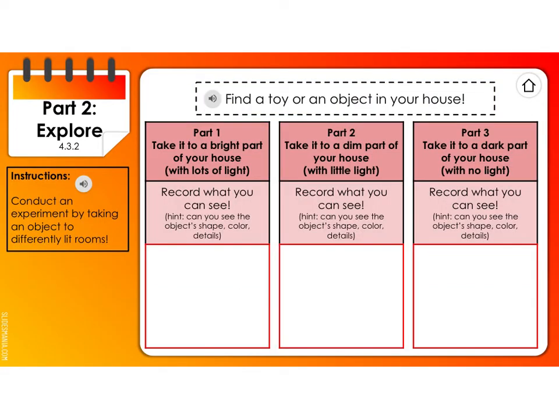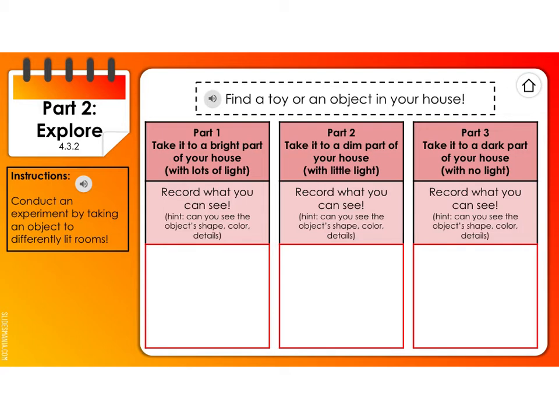On the second slide, you're going to do a little bit of an experiment and find a toy or an object in your house, and you're just going to take it to different rooms and see the difference in what you can see. For part 1, you would take it to a bright part of your house, lots of light, and then you're going to record in the box what you can see. In part 2, you're going to take it to a part that's a little dimmer. Maybe it has some windows, but it's evening, you can't see as well. And you're going to, again, record what you can see.